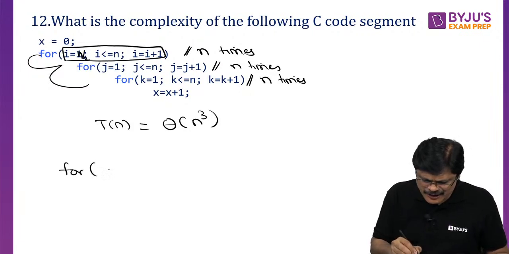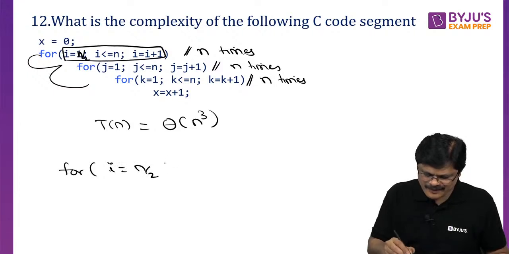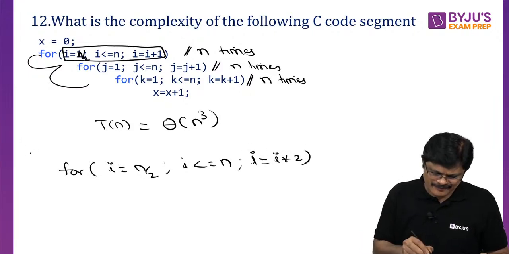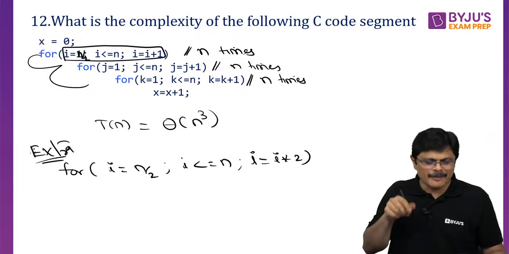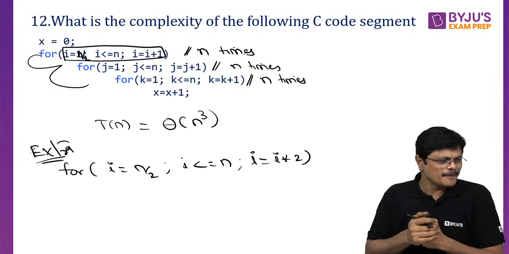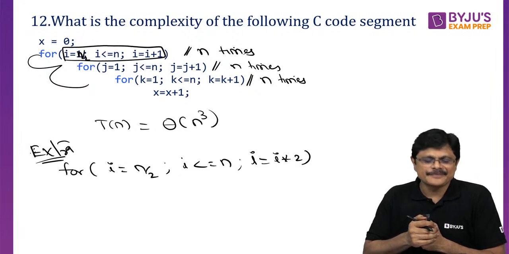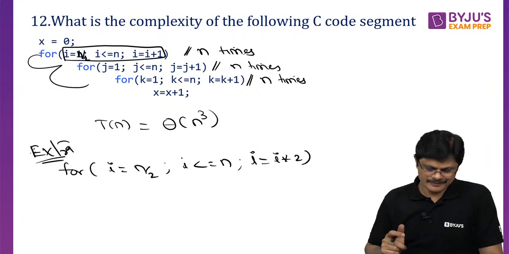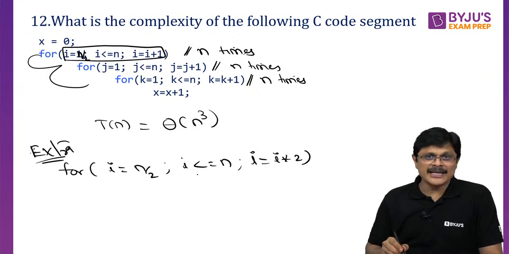Please answer this question. What is the answer for this? Extra question. Of course, I will be using this a little later. Who is answering this question? The loop is: i equals n by 2, i less than or equal to n, i equals i into 2. What is the answer?